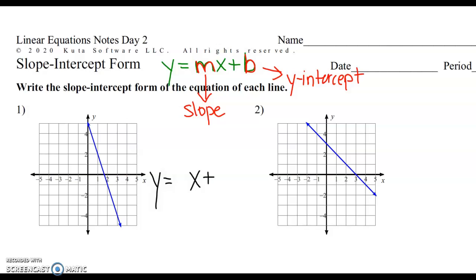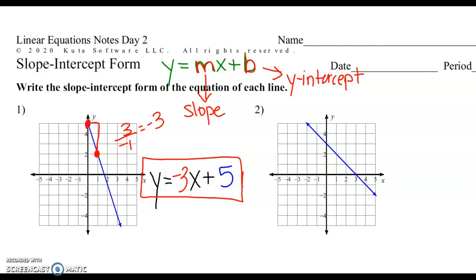The b is the easiest one to figure out, right? B is where you cross the y-axis. So I can see I'm crossing the y-axis here at 5, so the y-intercept is 5. And then the slope, just like yesterday, I would pick 2 points that are on the line, and then calculate the slope. So I can see I use these 2 points, and it wouldn't matter which 2 points you use. I go up 3, left 1, so it'd be 3 over negative 1. The slope is negative 3. So the equation of that line is y equals negative 3x plus 5.